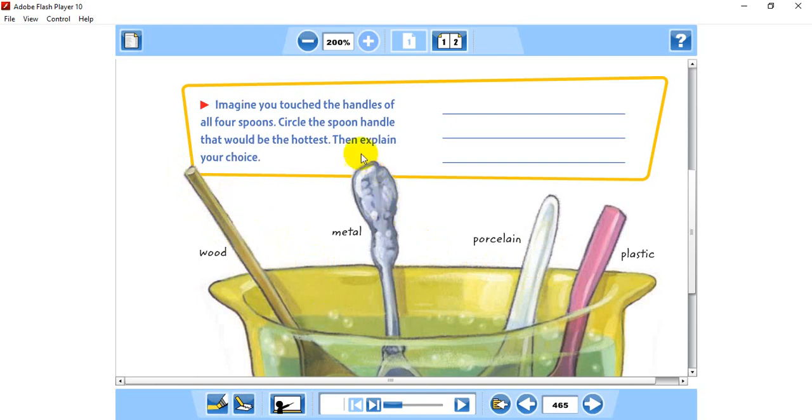Why, guys, is the middle the hottest one? So circle this one, please. You have to circle this one. This is the first thing that you have to do. If you follow me, please circle this one. Okay, after you've circled this one, now give the reason why this one holds more energy than the other handles, like the porcelain or plastic or wood. Why, guys? Who could answer?